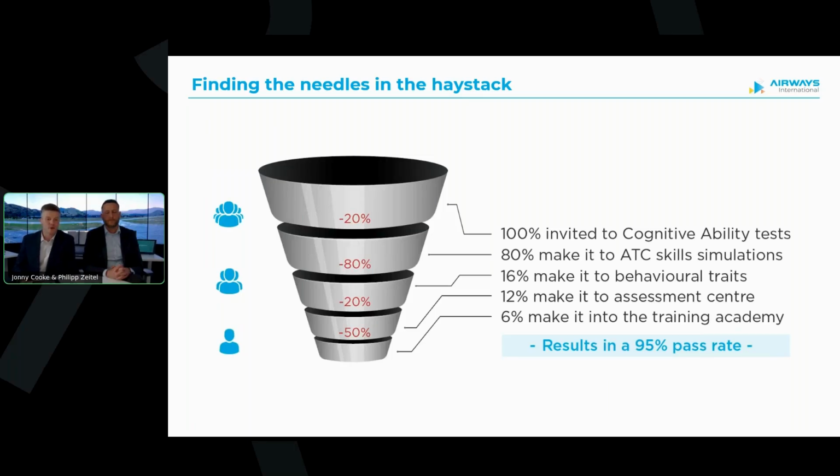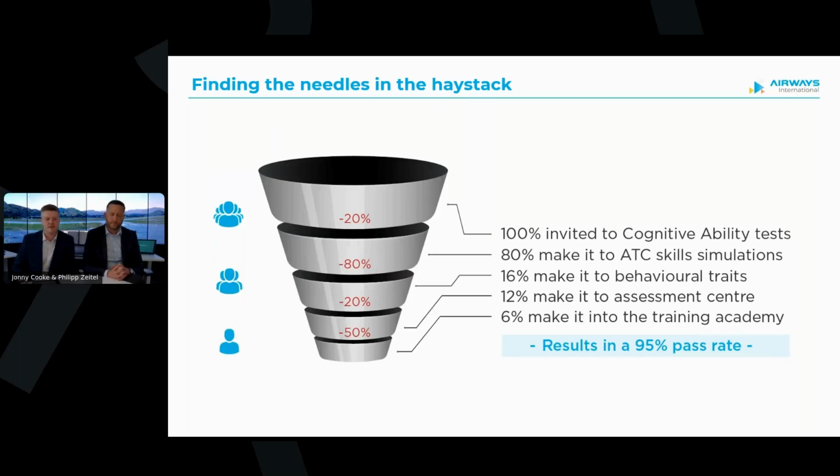So everyone gets that cognitive ability test first. Usually roughly around 20% won't make it to the next stage. The ATC skill simulation is much more intense. It is a longer set of tests, and up to 80% of those who have made it through will not get to the behavioral traits.